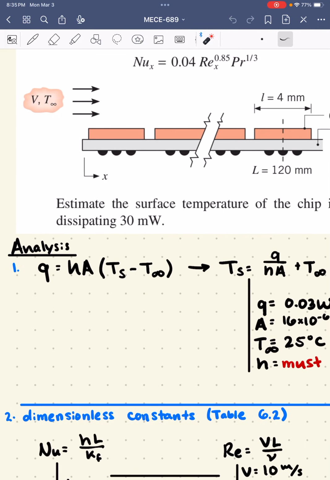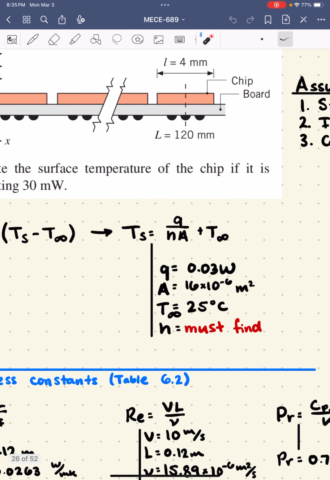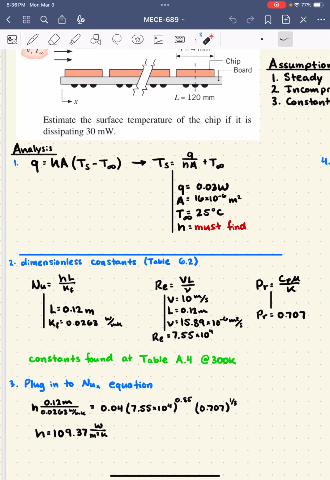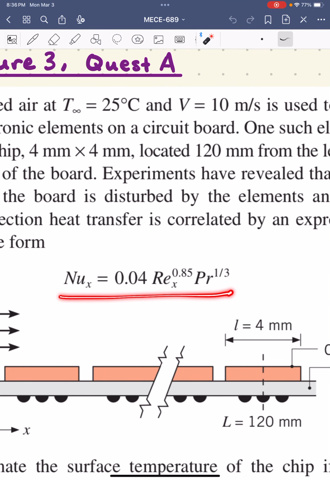Now, to start out, we just have that Q, or this power here, is equal to the convection. Just a little energy balance here. With this equation, we're going to be solving for the surface temperature, Ts. We know the power, we know the area, and we know the temperature of the fluid, but we have to find the convection coefficient. So to do that, we're going to be using this expression here.